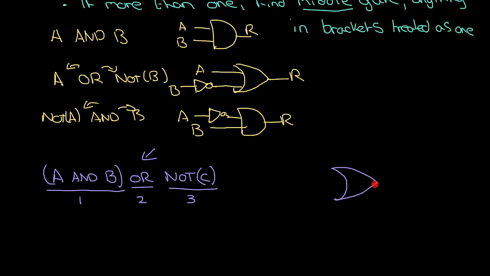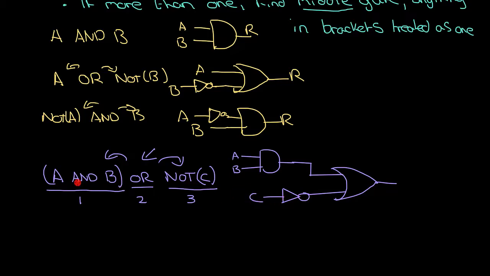Then I need to figure out what goes into either side of the gate. Let's do the top one first. A and B goes into the top of that gate, so coming into that gate I need another gate, which is going to be an AND, with A and B going into that. The other side of that gate is not C. So going back here, I'm going to do a NOT gate, and then I've got C.